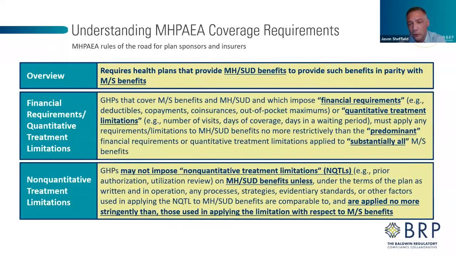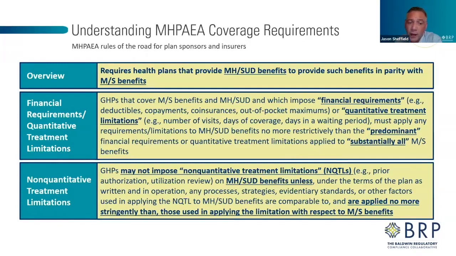Group health plans that cover medical surgical benefits and mental health and substance use disorder benefits that also impose financial requirements, and the financial requirement would be a deductible, co-payment, coinsurance, or out-of-pocket maximum, or if they impose a quantitative treatment limitation. So this would be a limitation respecting the number of visits to a particular type of practitioner or a particular type of service or treatment, the days of coverage you're eligible for, days in a waiting period. All of that has to apply no more restrictively than the predominant financial requirements that are applied on the medical surgical side. So that's your QTL and financial requirements limitation or restriction.